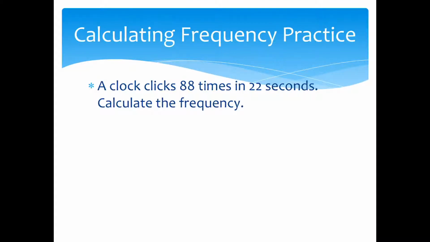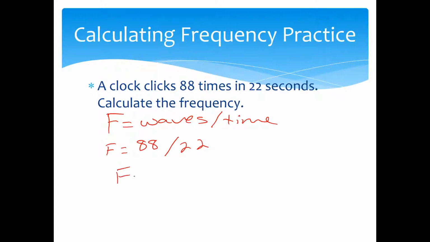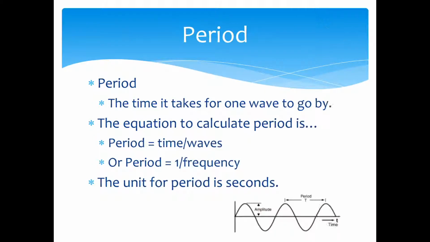So a clock clicks 88 times in 22 seconds. What's the frequency? Well, again, use that same equation: frequency equals waves divided by time. Our waves is going to be the 88 times. Our time is the 22 seconds. If you plug this into your calculator, you should get a number of 4, and your label should be hertz. So the frequency of this clock is 4 hertz.